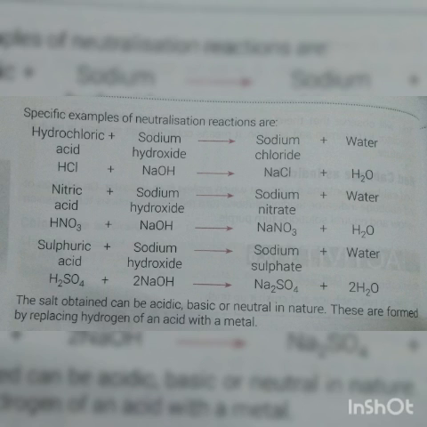Now students, remember one thing, that the salt which we obtain can be acidic, basic, or neutral in form as well. So how is salt formed? Salt is formed by replacing hydrogen. See students, in all these salts, the hydrogen from the acid has been replaced with a metal. Okay, students, so this is all about the neutralization reaction, students.